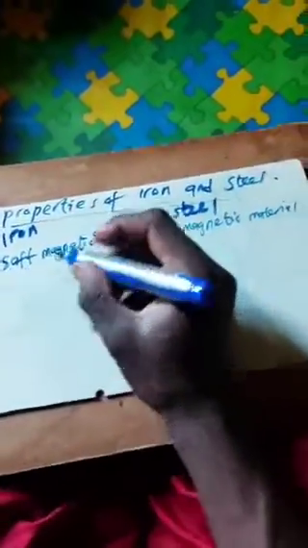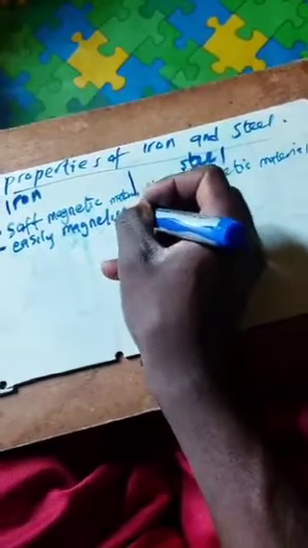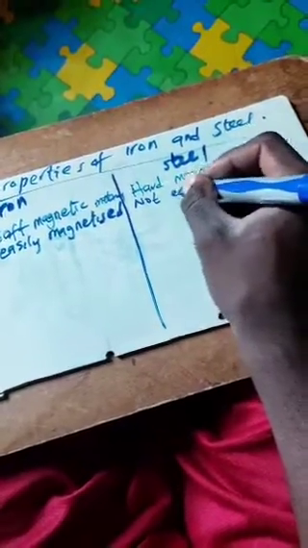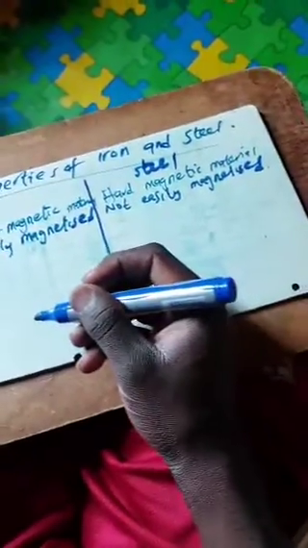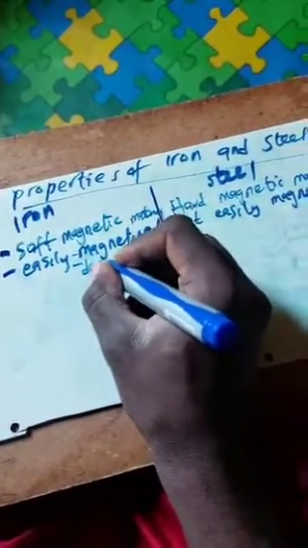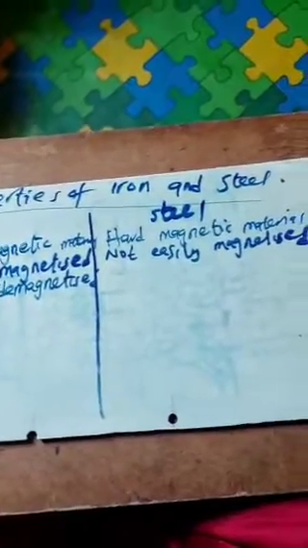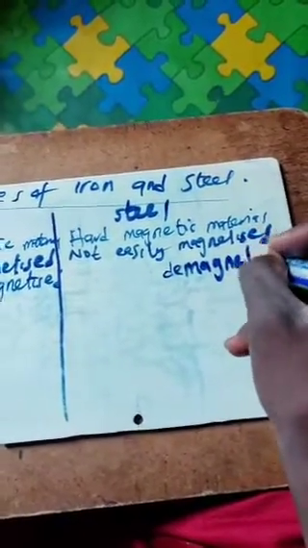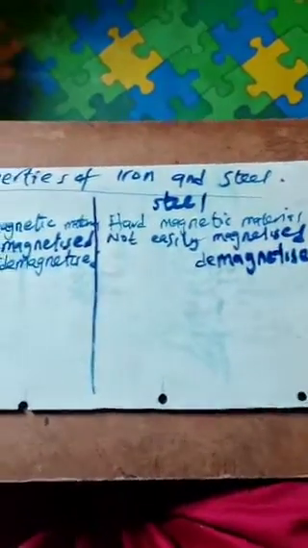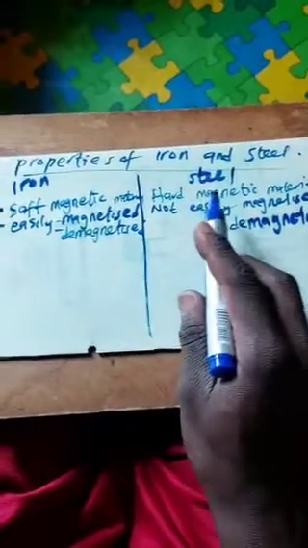This simply means iron is easy to magnetize. It is easily magnetized, meaning it is easy to turn it into a magnet. Iron is easily magnetized. Steel is not easily magnetized. Iron is easy to magnetize and also easy to demagnetize. Easily magnetized, easily demagnetized. That's what it means to be a soft magnetic material. Steel is not easily magnetized and it is not easily demagnetized. It's difficult to destroy its magnetic properties. Iron is easily magnetized. Steel is not easily magnetized. That is what it means to be a soft magnetic material or a hard magnetic material.